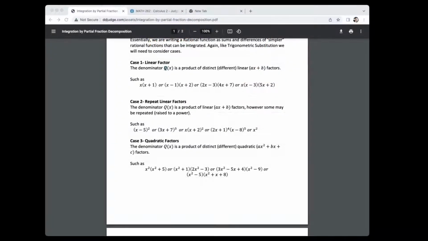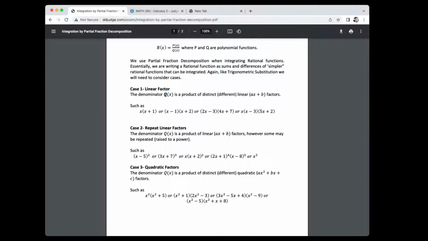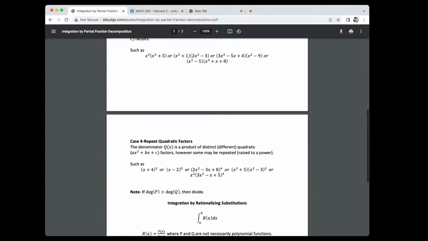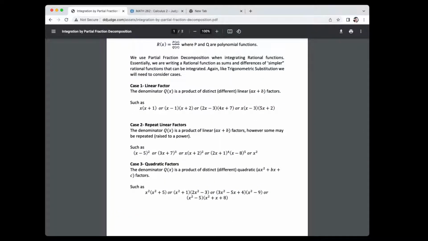If I look at this sheet here, we said, okay, case one, you have a linear factor. The linear factors. We got to do repeat linear. I don't think we did a repeat linear. We introduced a quadratic factor, and then we did a repeat quadratic factor. So we're going to have to try to look for a repeat linear, right? And let me double check. I think I do have some. Yeah, I do. I did a bunch of these.